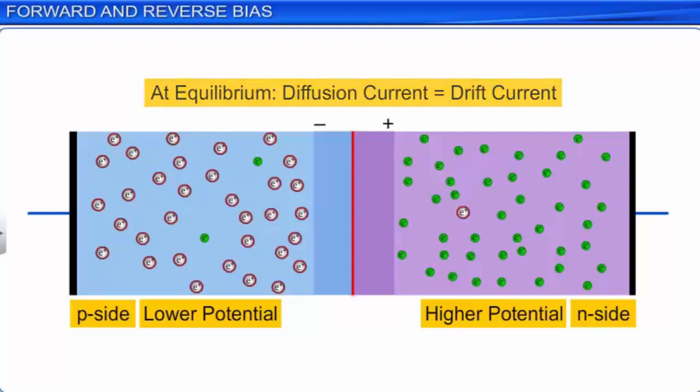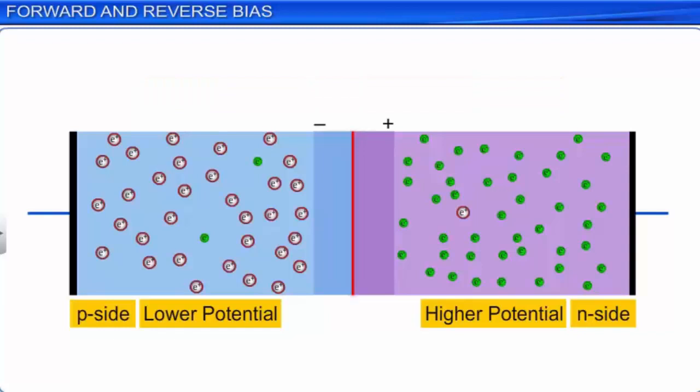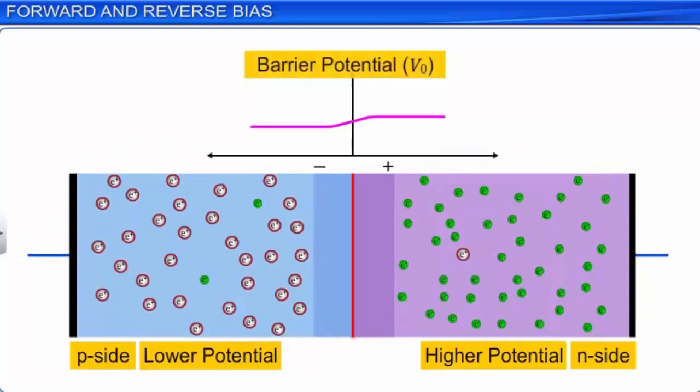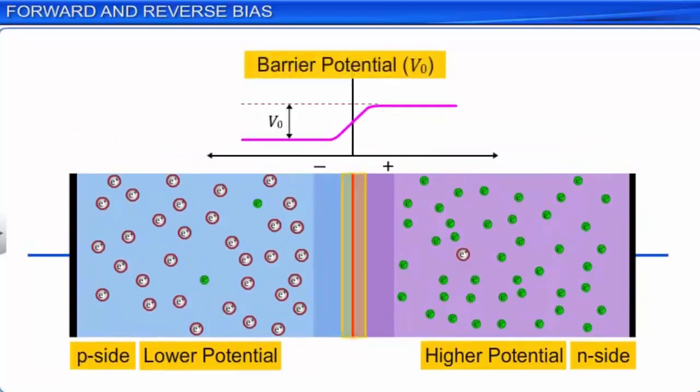In this situation, the separation of charges in the depletion region creates a barrier potential that opposes the diffusion current across the p-n junction. We know that the barrier potential prevents any further movement of charges across the junction.